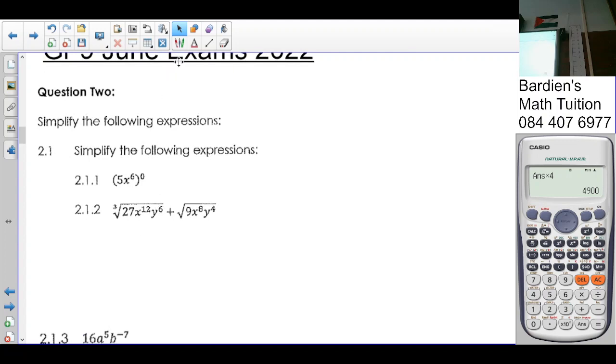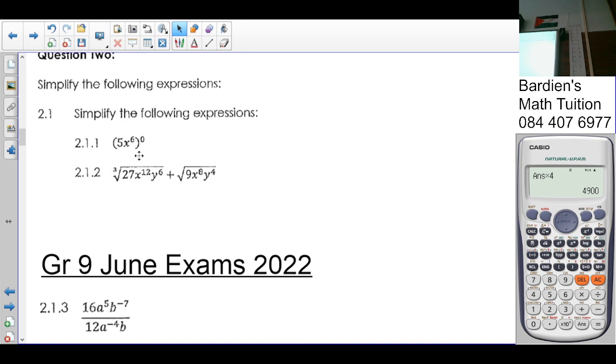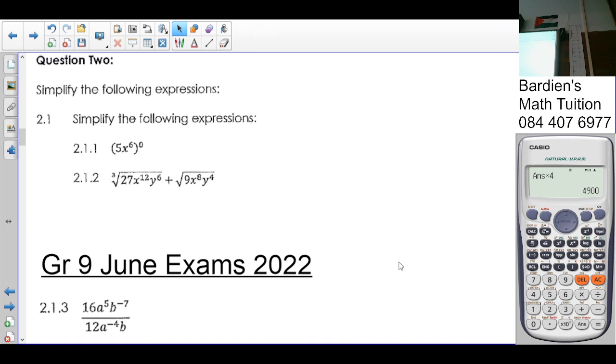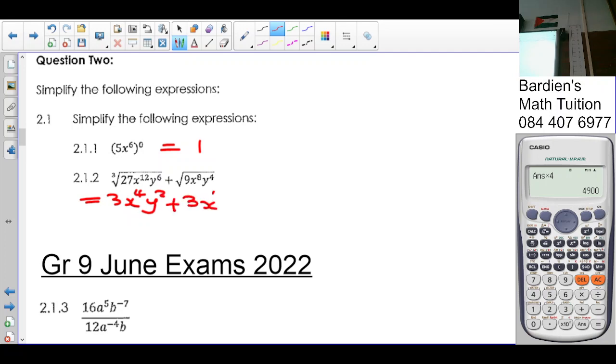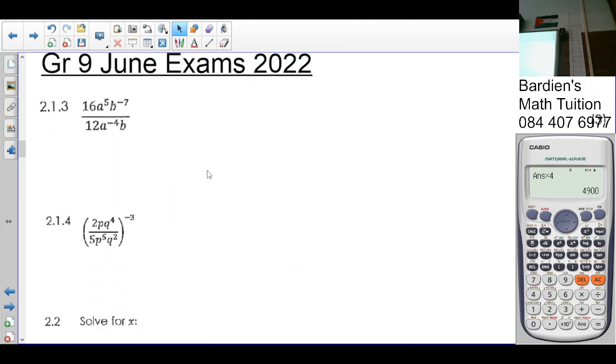Number 9. No, grade 9. Simplify the following expressions. Anything to the power 0 is 1. The next one, the cube root of 27 is 3, x 12 over 3 is 4, y 6 over 3 is 2, plus square root of 9 is 3, x 8 over 2 is 4, y 4 over 2 is 2. Are they like terms? Yes. Which gives you 6x to the 4 y squared. Remember, when you're adding and subtracting, the variable stays the same.